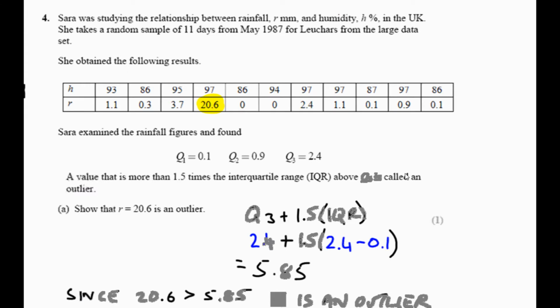So next we're asked to comment on the suitability of Sarah's sampling method for this study. The sampling method was to take a random sample of 11 days from May 1987 for Leuchars, which is just one place in the UK. She was meant to be studying rainfall for the entirety of the UK, but she's only chosen one place to take measurements from. How do we know whether or not that's going to be representative? Also, she's only taken 11 days out of the whole year 1987. I think she could take a lot more readings in terms of the different days, so we get a spread of the whole year, and a lot more different places in the UK.